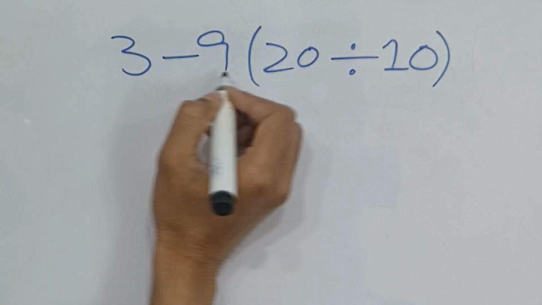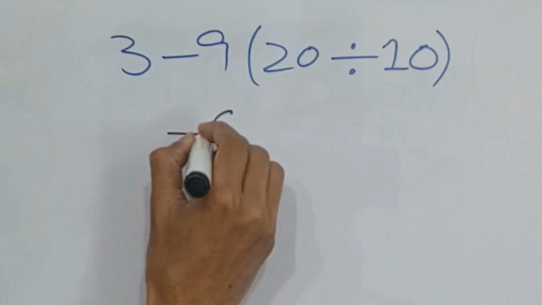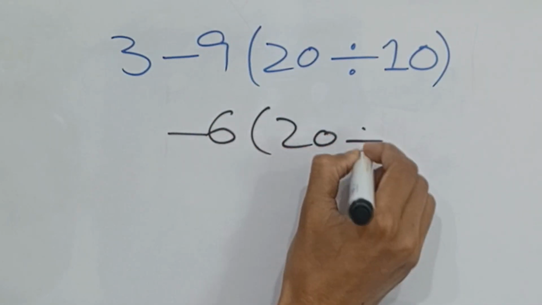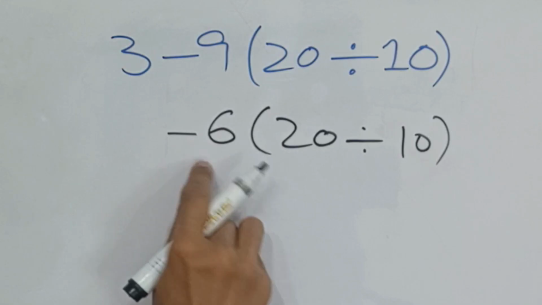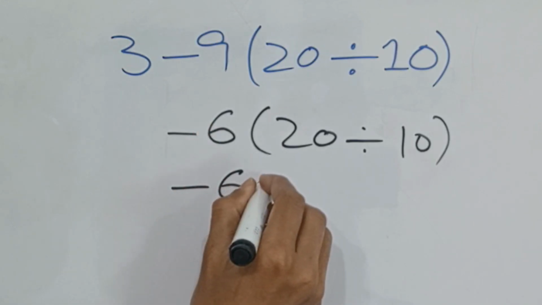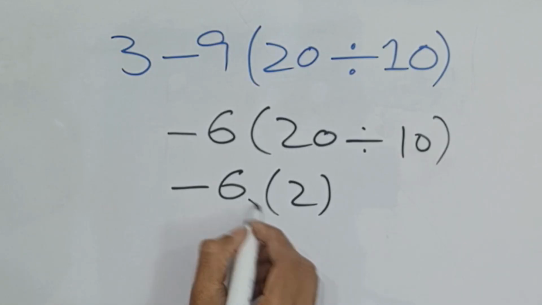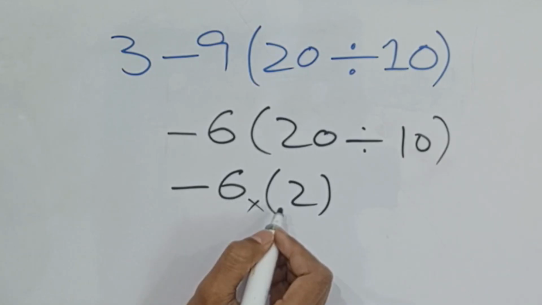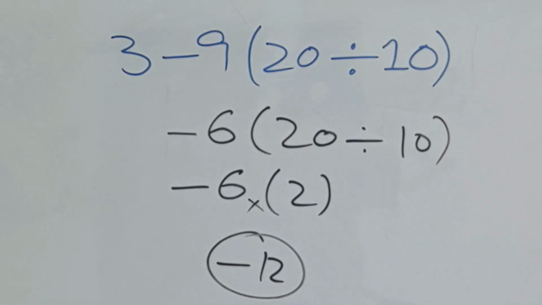Hey guys, can you solve 3 minus 9, 20 divided by 10? 3 minus 9 equals minus 6, and 20 divided by 10, right? Okay, minus 6 and 20 divided by 10 equals 2. Now here is multiply. Minus 6 times 2 equals minus 12. But this is wrong. Why is it wrong?